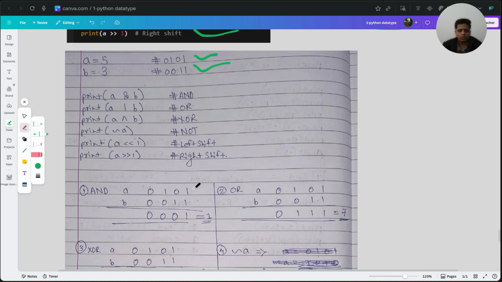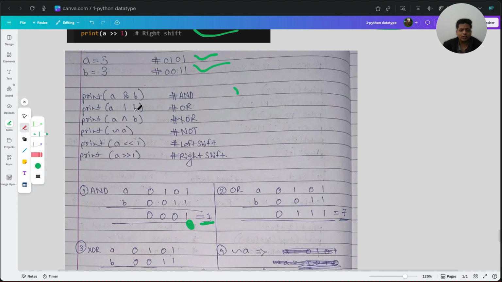For AND, both the values need to be 1 for the output to be 1. So 1 and 1 is 1, 1 and 0 is 0, 0 and 1 is 0, 0 and 0 is 0. So what is this value? It is showing 1 at this place only. So the value is 1. So the output for this will be 1.